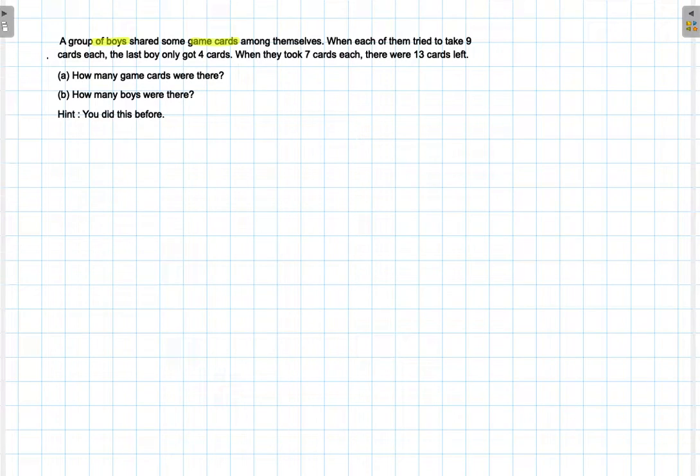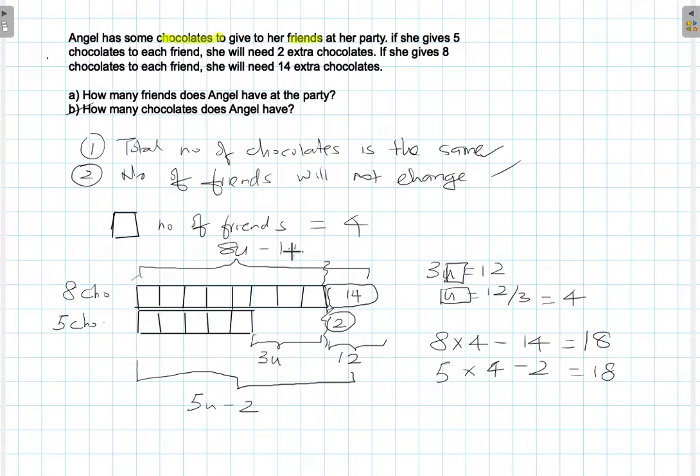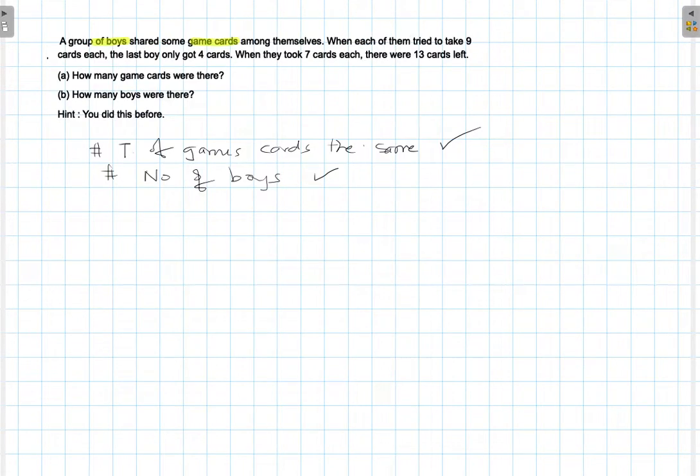So I asked myself, is the total number of cards, game cards, the same? Yes, it's the same. Then what about the number of boys? Would there be any changes? No, the number of boys will remain the same. Don't you feel that it's very similar to this question? Because both have two things the same. So what can I do?